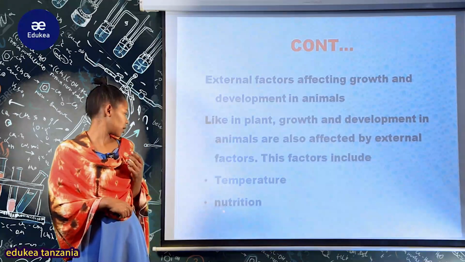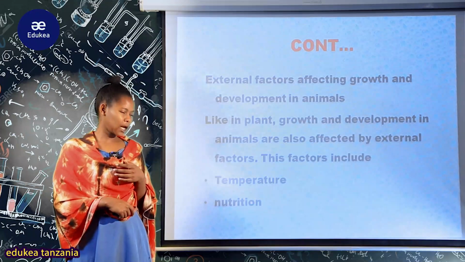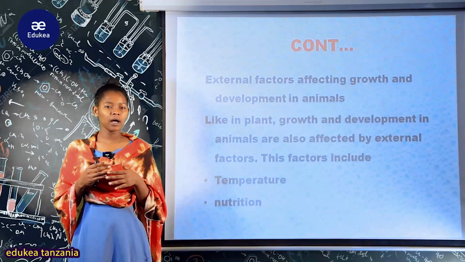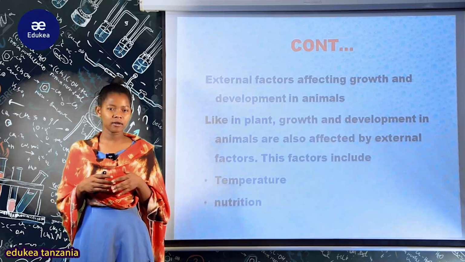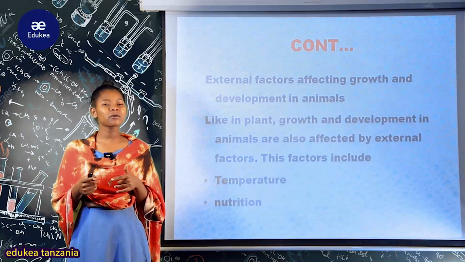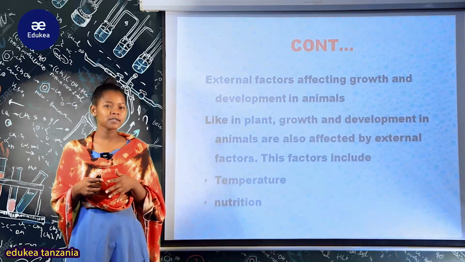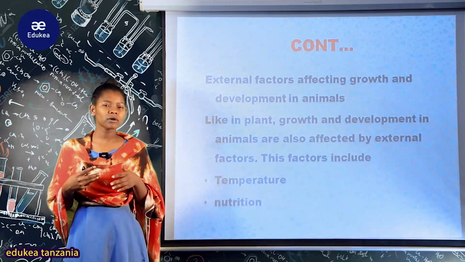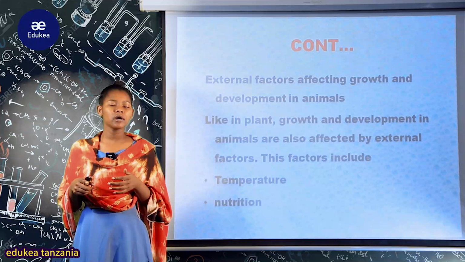And now we are going to look at nutrition and how nutrition affects growth and development in animals. Tunapozungumzia nutrition, tunamaanisha lishe. Animals wanahitaji lishe kwa ajili ya ukuaji wao na maendeleo mazuri ya afya. For instance, for a tadpole to turn into a frog or a toad, there must be enough nutrient supply and food supply that will be consumed by those tadpoles ili ziweze kudevelop na kugrow into a frog or a toad.